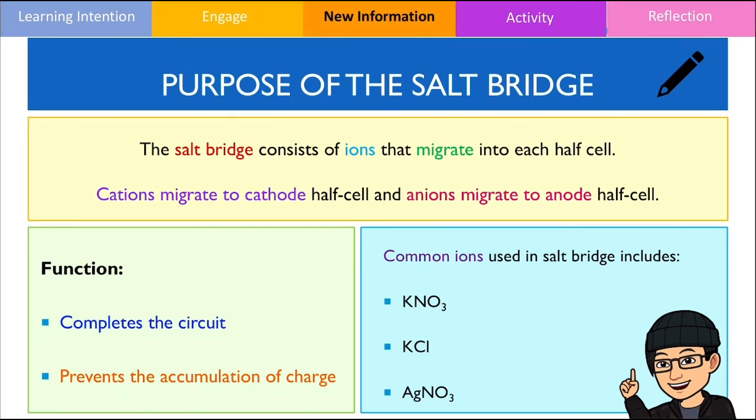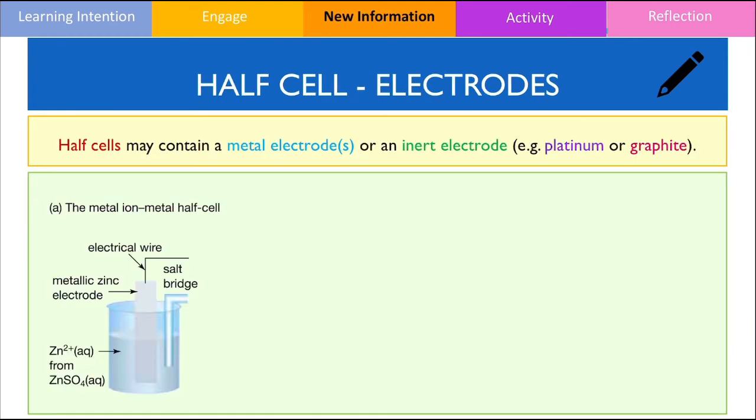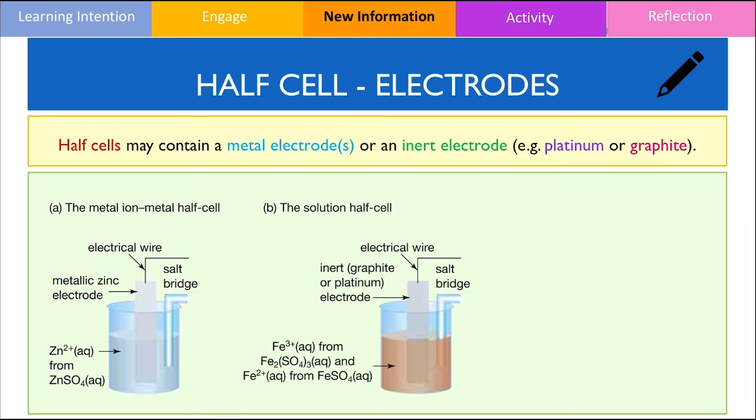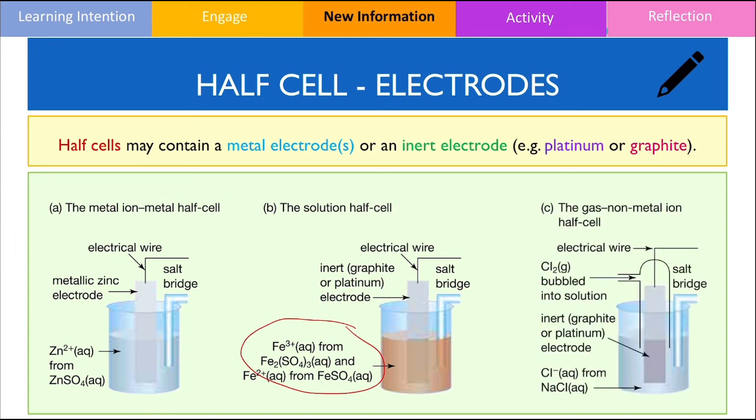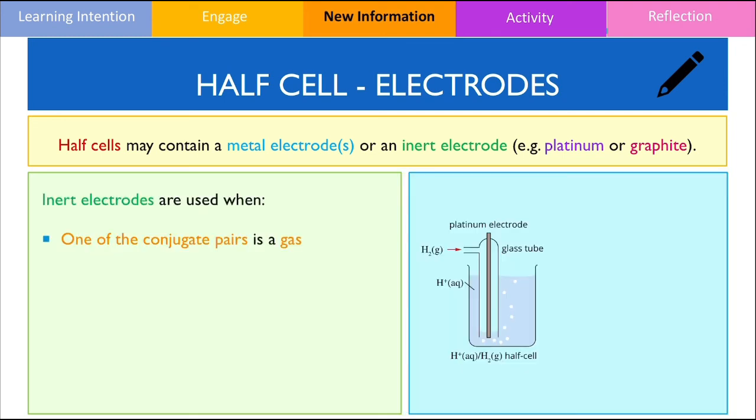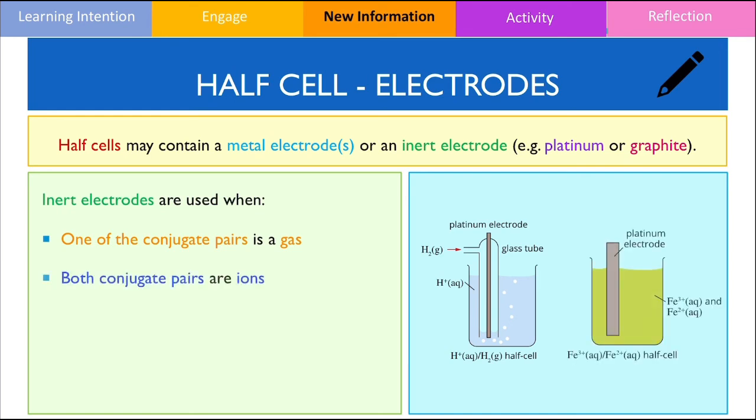The last thing that I would like to talk about are the different types of electrodes that you may encounter in a galvanic cell. Half cells may contain a metal electrode or an inert electrode such as platinum or graphite. The half cell on the left contains a metal electrode placed in its metal solution. The second image shows that both species in its conjugate redox pair are in ionic form, and in the last image, one of the species in a conjugate pair is a gas. As shown in the last two images, we tend to use inert electrodes when one of the conjugate pair is a gas or when both of the conjugate pair are ions.